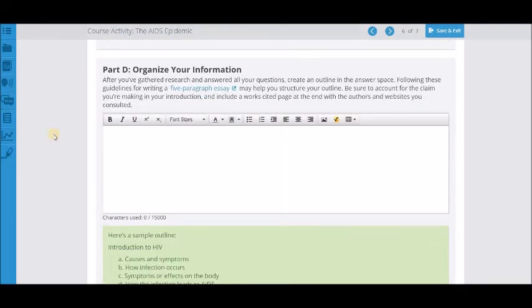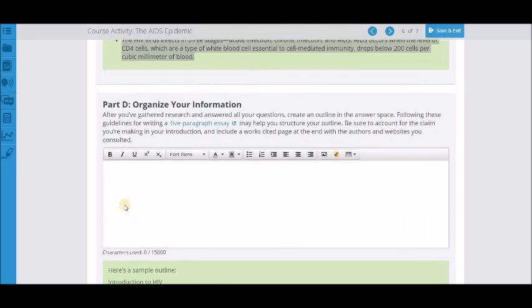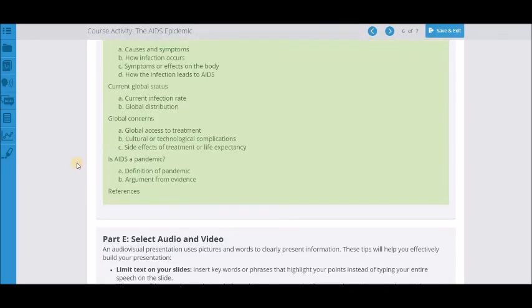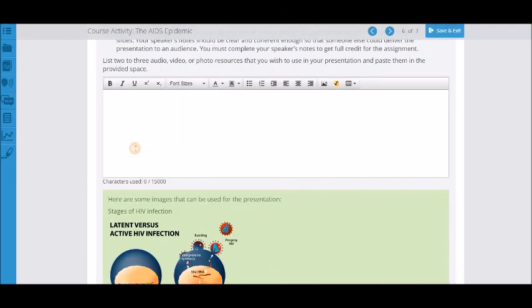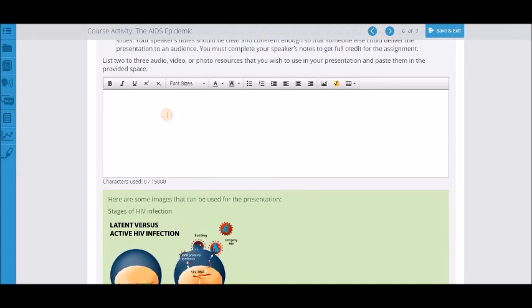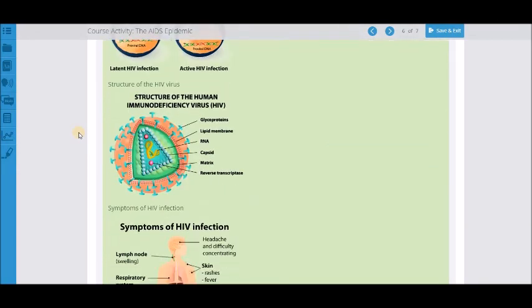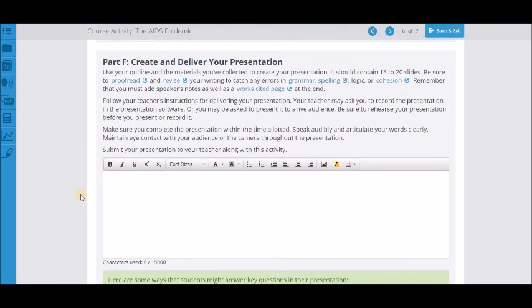And then organize your information by simply making an outline. Make me an outline here of how you're going to write your paper. There's an example, okay? And then finally put it all together. Inside of it, I want to see some pictures and maybe even a YouTube video or something there. And list some of the sources that you may want to use in here. Some examples would be these pictures, and that's it. And then here's part F, which is put it together and deliver your presentation.